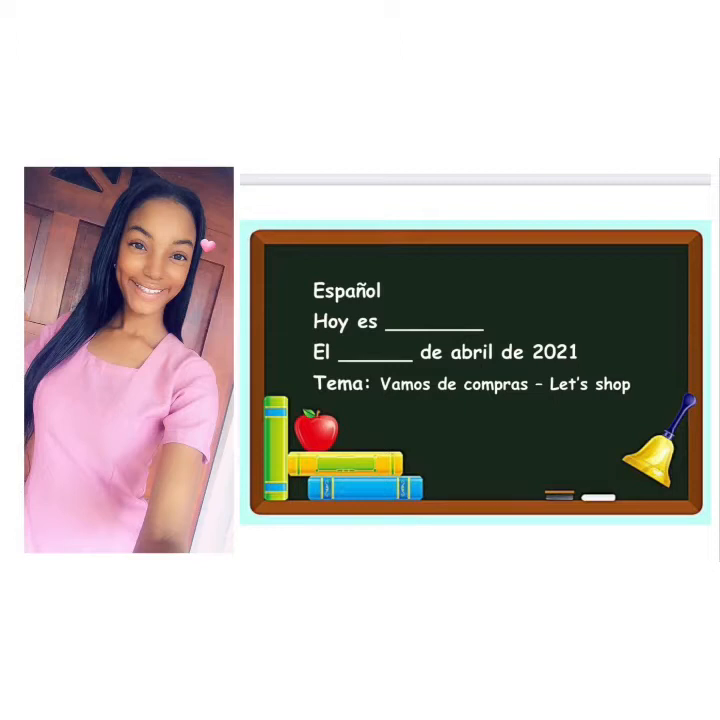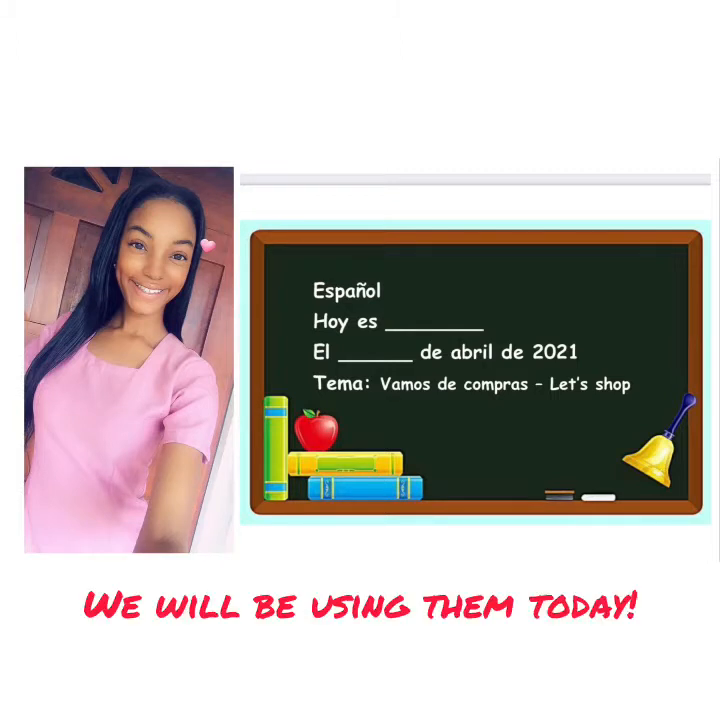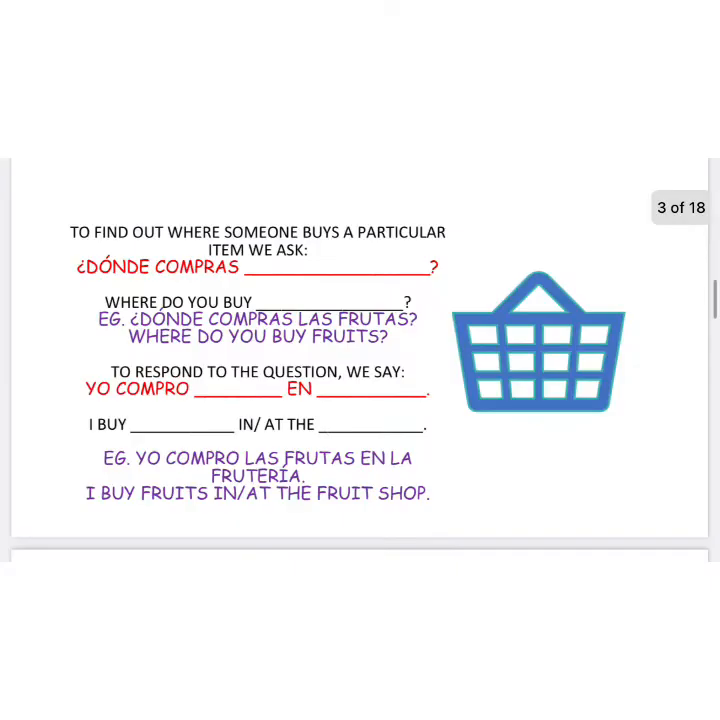We're still focusing on Vamos de compras, let us shop. You had already received a handout which includes the different items that can be purchased at the different stores. To find out where somebody buys a particular item, we ask the question, ¿Dónde compras? And then the item or the items that you're asking about, that is what you'd place there on the line. So for example, let's say I want to find out from somebody where you buy your fruits. I would simply say, ¿Dónde compras las frutas? Meaning, where do you buy fruits?